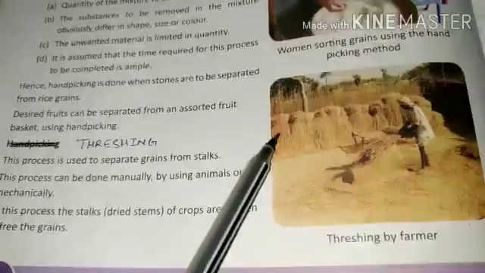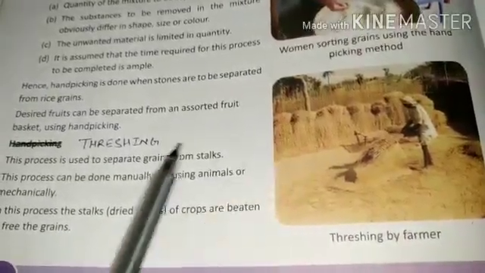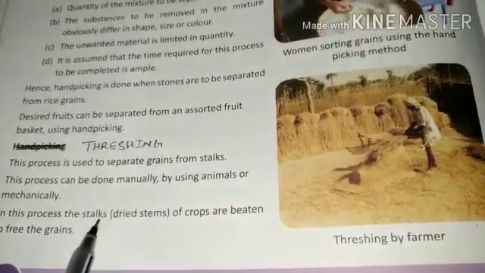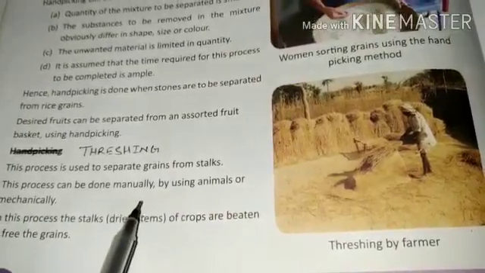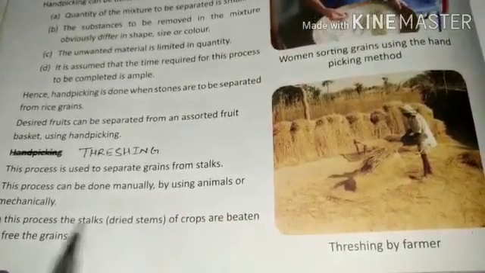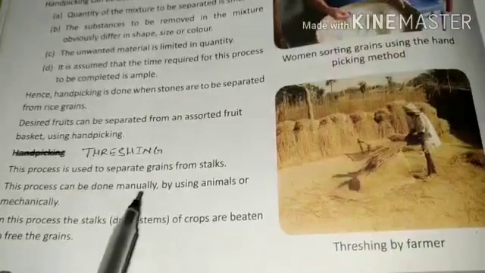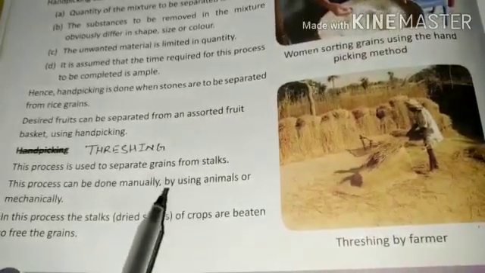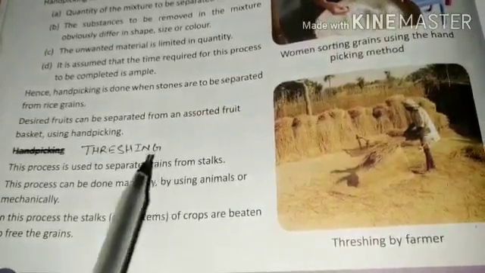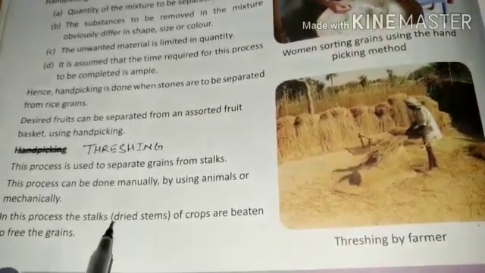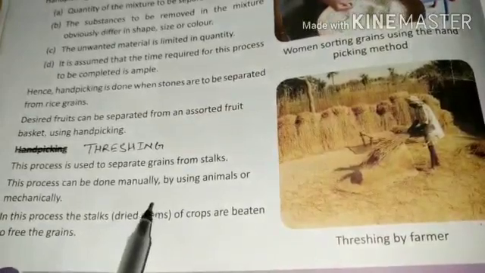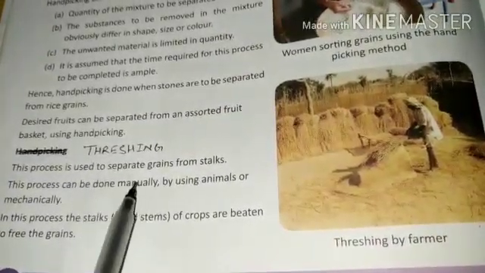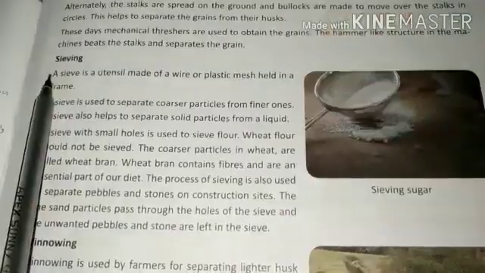After that, farmers remove the grains from the dried stem, that is called stalk. How are they going to remove them? They beat the crop against a solid base, that is wood or a stone. By beating, what happens? The grains are removed from the stalk, that is the dried stem, and thus, with the help of this process, that is threshing, the grains are removed from the dried stem.